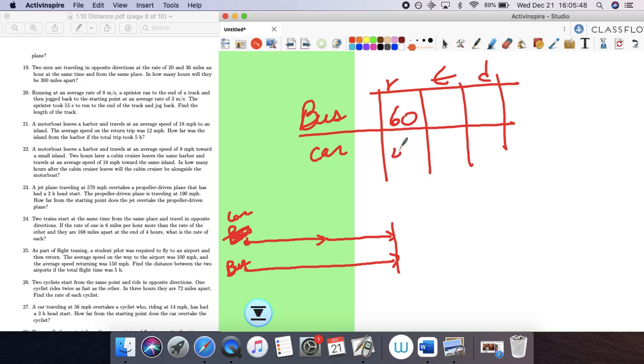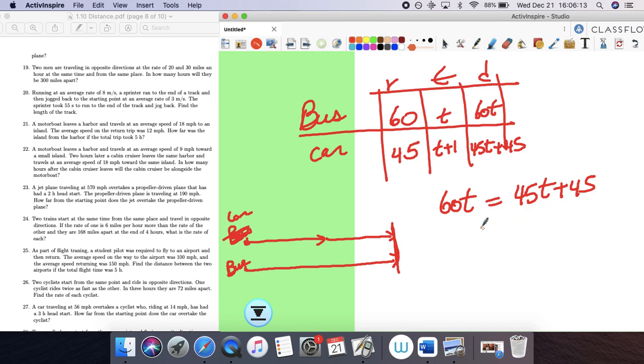The car is driving at 45. The car had a 1 hour head start, so the car is t plus 1. The bus is just t. So this becomes 60t. This becomes 45t plus 45. What do we know about both distances? Well, after they catch up, right, they're side to side. The distance that the bus travel is equal to the distance that the car travel. And that's your equation. Minus 45t on both sides.